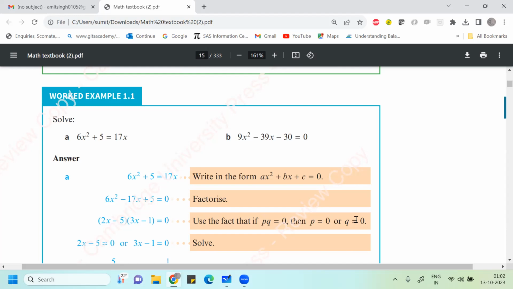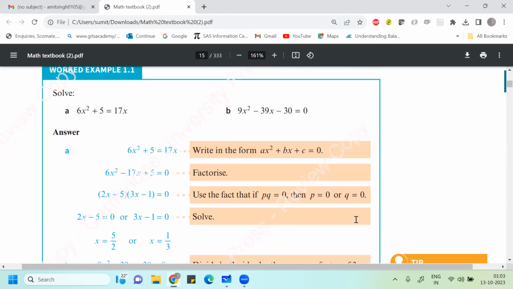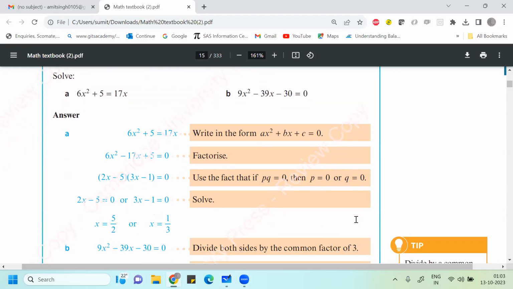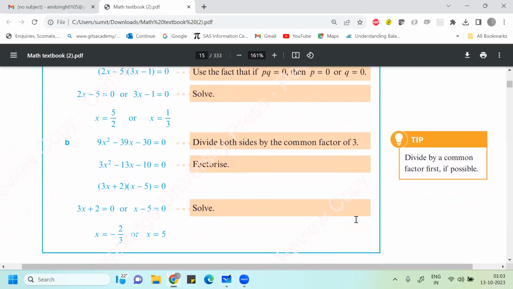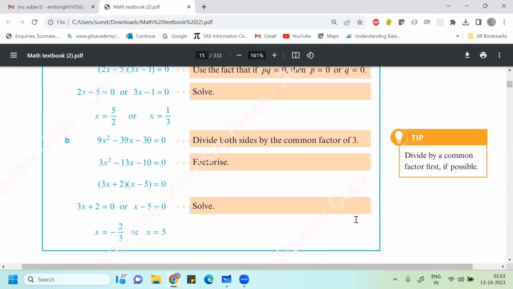So what can I take? I want the product as plus 30. So I can take minus 15 and minus 2. When they add, it will give me minus 17. When I multiply, it will give me plus 30. Because I want plus on product, both should be negative or both positive, but you want minus 17, so both should be negative. That is the only option.